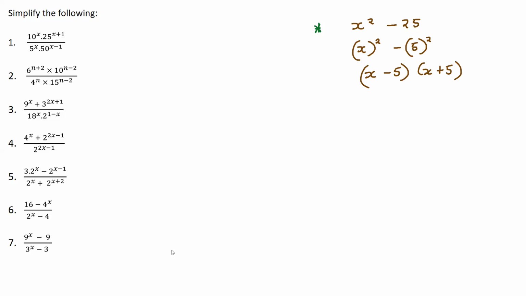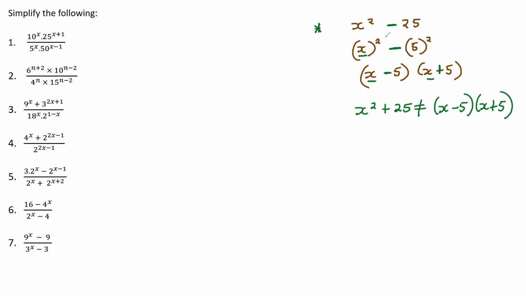Now look at what's interesting here. There's an x here, so that's the x part. There's a 5 here, so you put a minus 5 and a plus 5. It's a difference, so there must be a minus here. In other words, this can't work if it's like this. Please do not make a mistake. This is not x minus 5, x plus 5. It's not a difference of 2 squares.